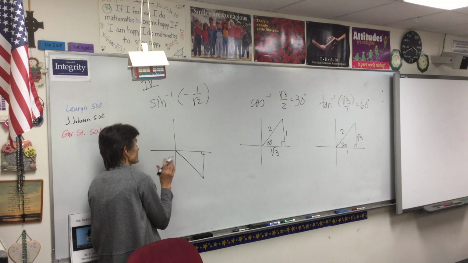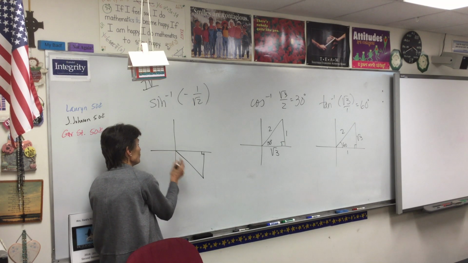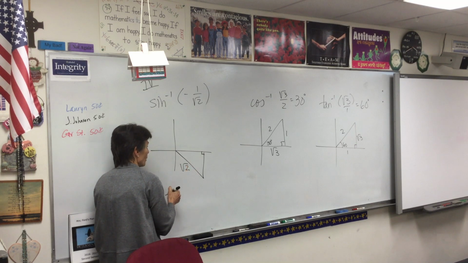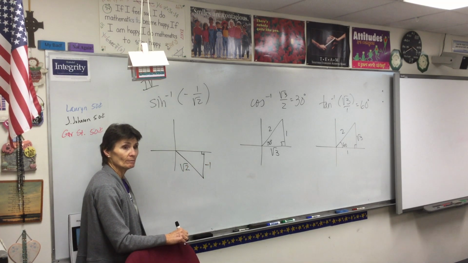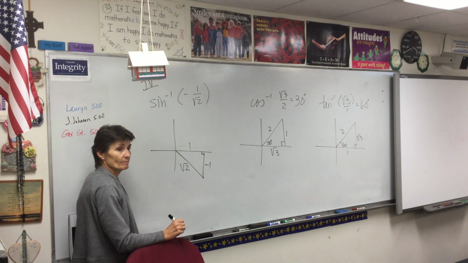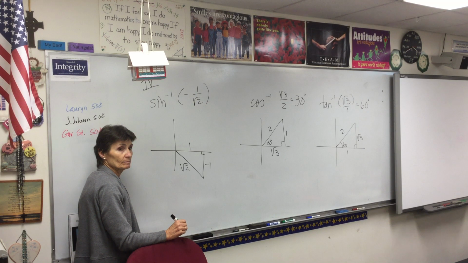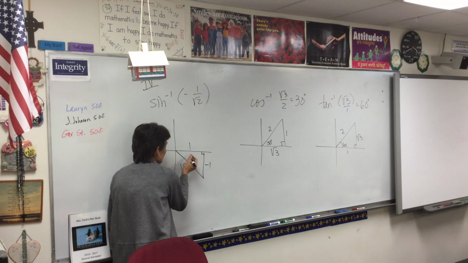Something is 1, and something is root 2, and something is negative. So, can the root 2 be negative? No. So, it must be the one that's negative. And does that make sense in the picture? And then this would also be 1, right? Is that okay? And so what's this angle right here?